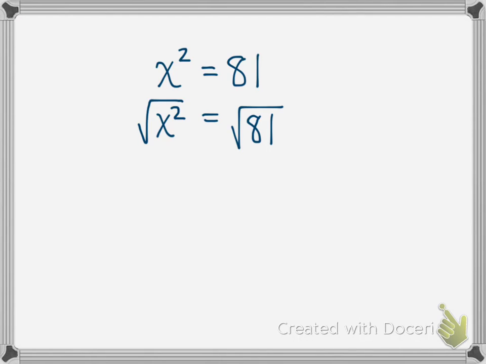And so the square root of x squared is x, because it's the number that I multiply by itself to get the number that's under the radical. So x times x is x squared. The square root of x squared is x, and the square root of 81 is 9. All right, so I just simplified both sides. Okay, let's look at another example.